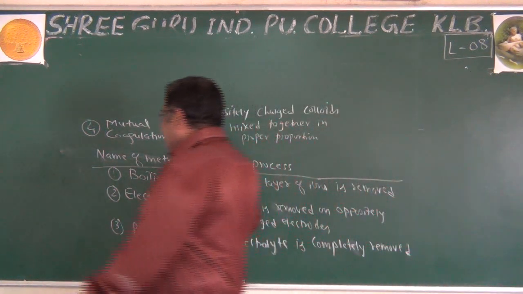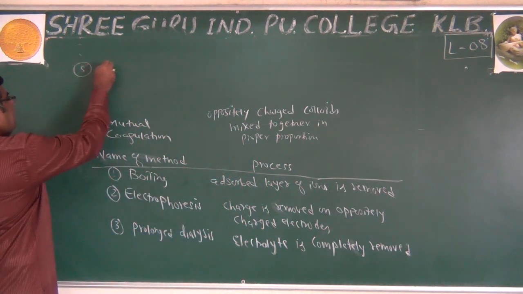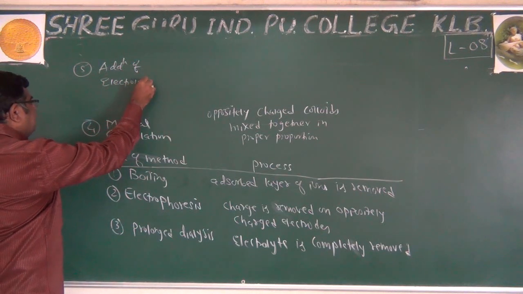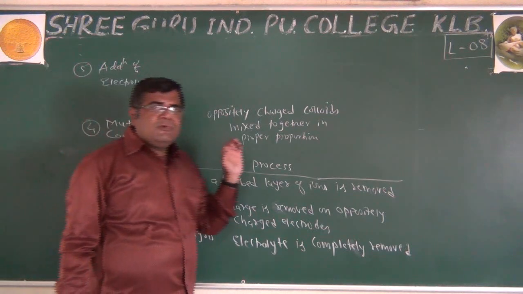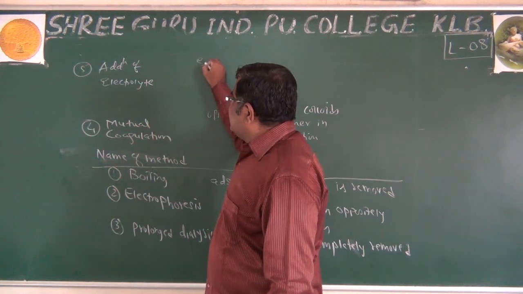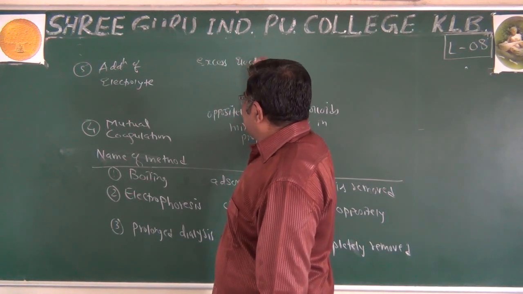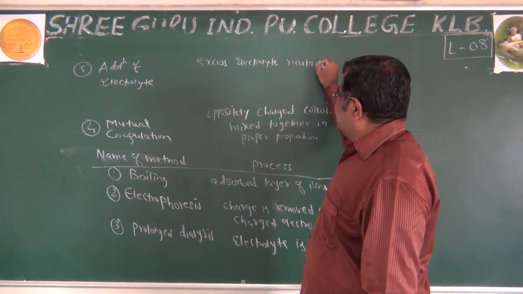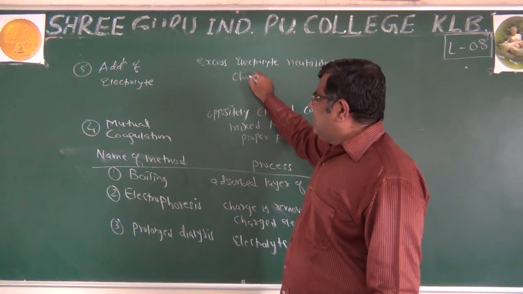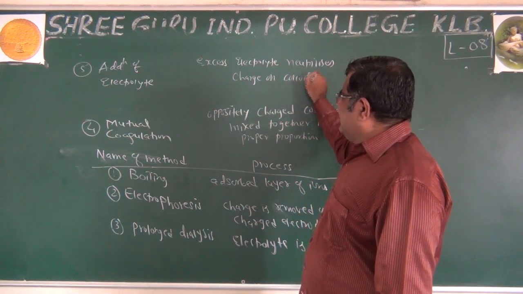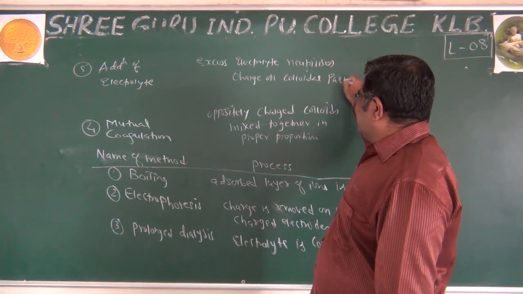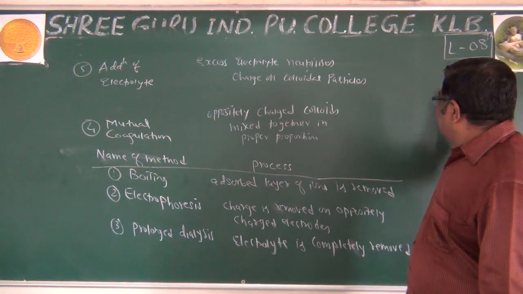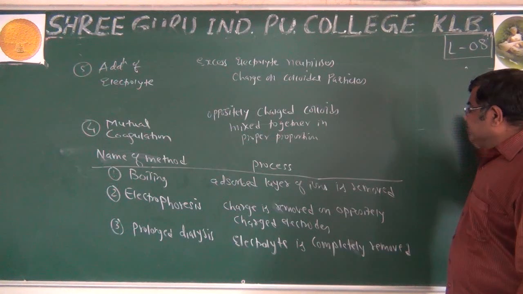And the next one is addition of electrolyte. Add electrolyte to it. What will happen? Excess electrolyte neutralizes the charge on colloidal particles. The colloidal solution becomes unstable, the colloidal solution gets coagulated.